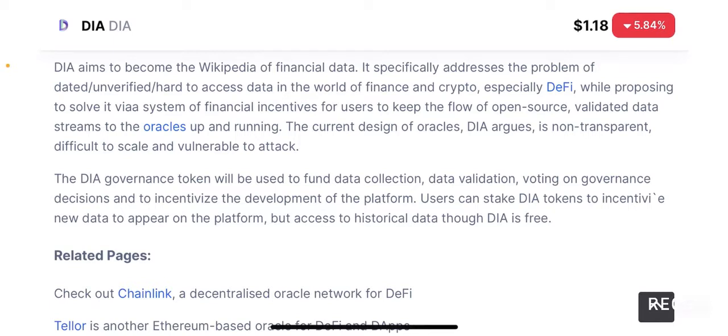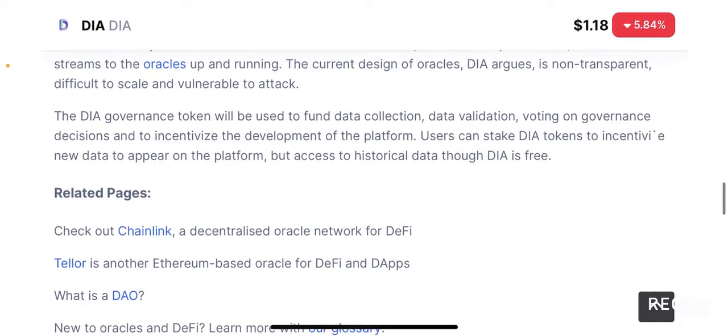So they are trying to focus on problems such as dated, unverified, and hard to access data in the world of crypto and finance. They're trying to bring all of these issues out of crypto and make it much more streamlined, especially for DeFi applications, in order to provide an open source validated data stream for oracles, right? So that's their main goal, and that's also one of the reasons why you need to look into this project.